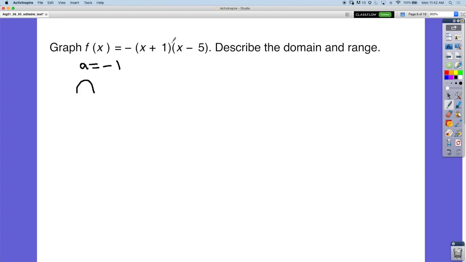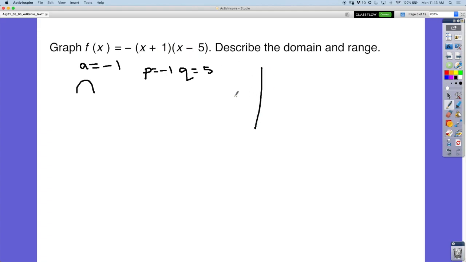Now, since this is in which form? Intercept form. I know what my intercepts are. So what's P and what's Q? P is -1 and Q is +5. Now, I heard a lot of people say +1. No, remember, what numbers do I need to make this whole thing 0? Keep remembering that. That's -1 and that's +5.